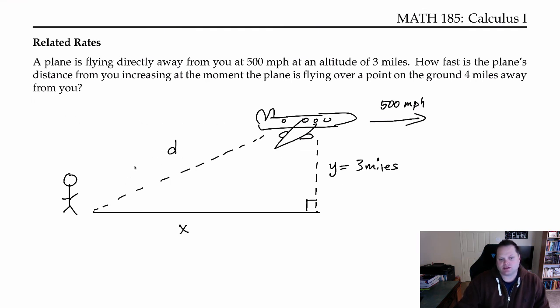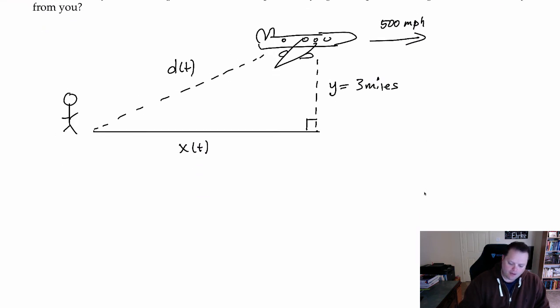So even though this distance d is changing as the plane flies away from you, the distance x is also changing as the plane flies away from you. y is not changing, so I'm just going to lock it in at 3. x is a function of time. d is a function of time. They are both changing over time. And there's nothing in the problem to indicate this angle is important, so I'm going to leave it out for now. All right, so what we have here is a right triangle.